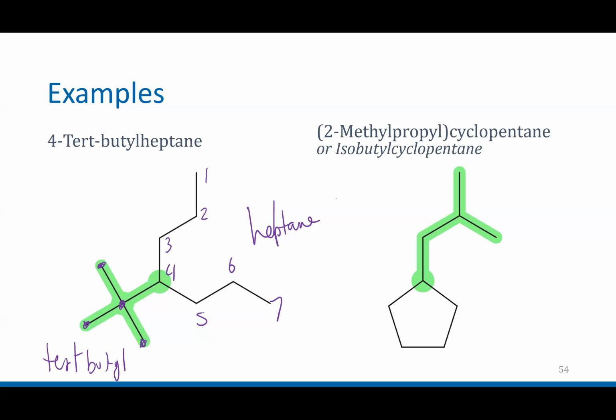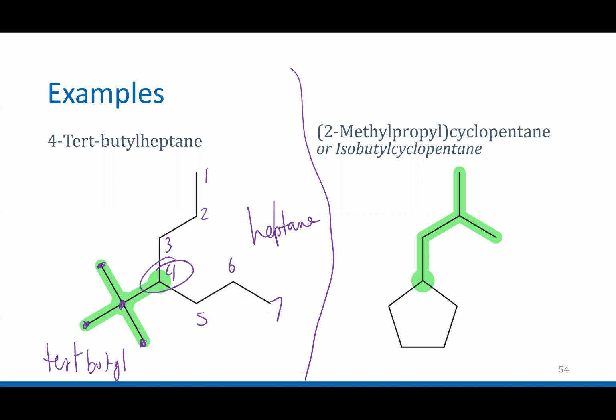But because it's a straight chain, well, I mean, it looks like a straight chain. It looks kind of bendy, doesn't it? But you need to tell me, where is that tert-butyl group on the chain? Is it on the 3rd carbon? Is it on the 4th carbon? And it is certainly on the 4th carbon here. So this would be 4-tert-butyl heptane.